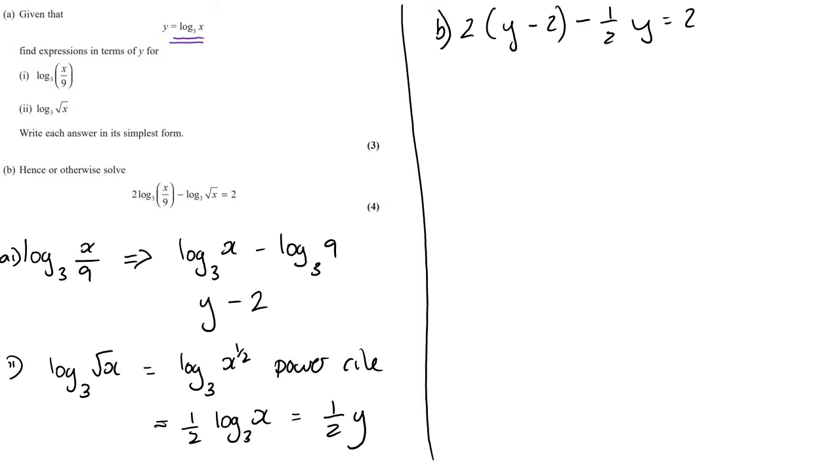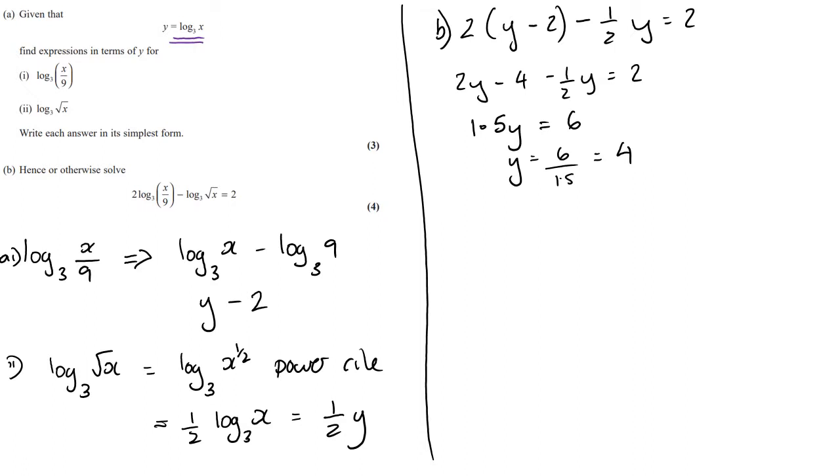If we work our way through this, it's going to be simple equations. So it's 2y minus 4 minus a half y equals 2. Then it's going to be 1.5y equals 2 plus 4, which is 6. So y equals 6 over 1.5, which is equal to 4.